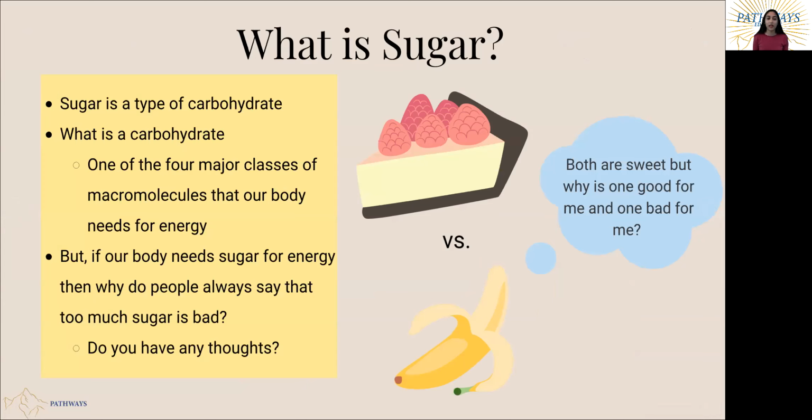So you might be thinking, if our body needs sugar for energy, then why do people always say too much sugar is bad? And also, looking here at these two pictures, we have cake and banana. Both are typically sweet foods, but why is one good for me and why is one bad for me? So sort of think about these questions, mull them over, pause the video, jot some ideas down, and we'll talk about the answers on the next slide.